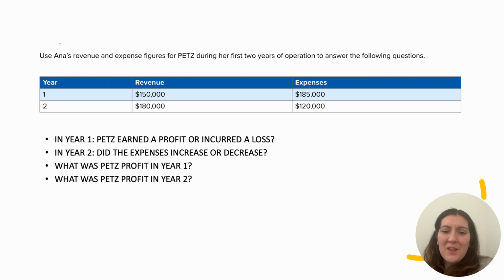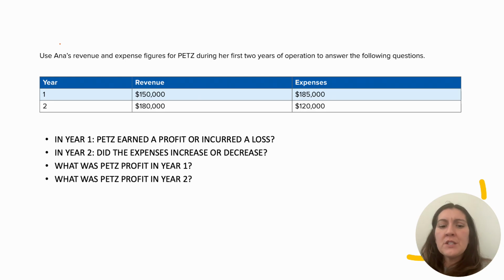So here's a little bit of a math equation. It's also in the textbook for you, or a little application, I guess. It says, use Anna's revenue and expenses figures for pets during her first 2 years of operation to answer the following questions. So we've got year one, revenue and expenses, and year two, revenue and expenses. So we want to know in the first year, did they earn a profit or incur a loss? If we look at our revenue and our expenses, you can see that the expenses in year one were quite a bit more than the revenue. Therefore, a loss was incurred.